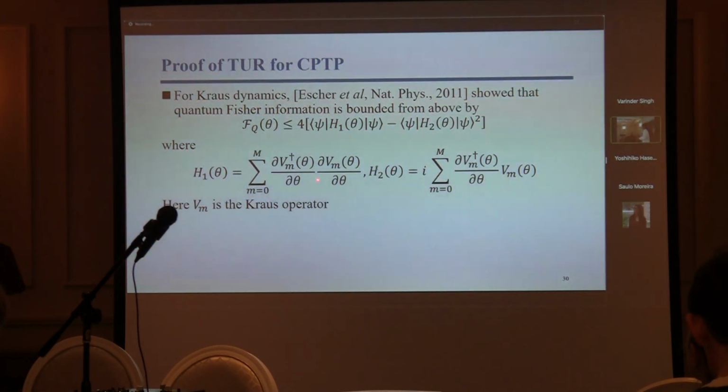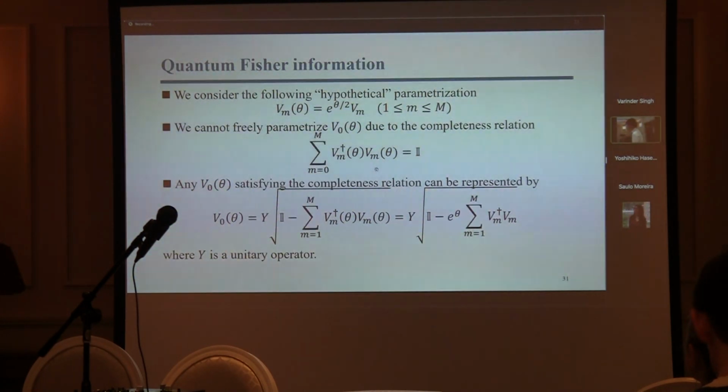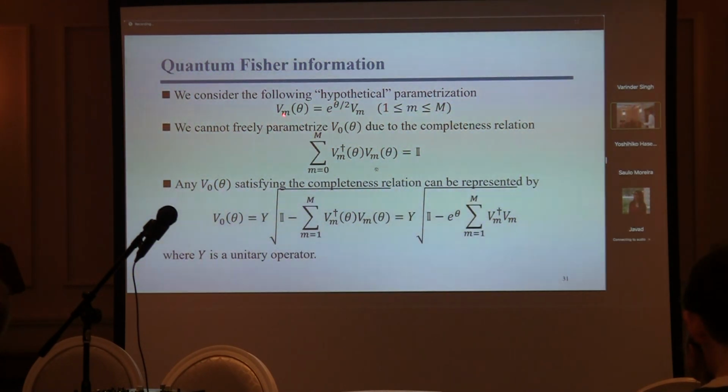Here, H1 is represented by this one, and H2 is given by this one. Here, Vm is a Kraus operator, so it is a simple expression. Then, similar to the previous case, we consider the parameterization of Vm like this one. But because the Kraus operator has to satisfy the completeness relationship, this relationship should be satisfied. So we cannot parameterize like this for all Vm.